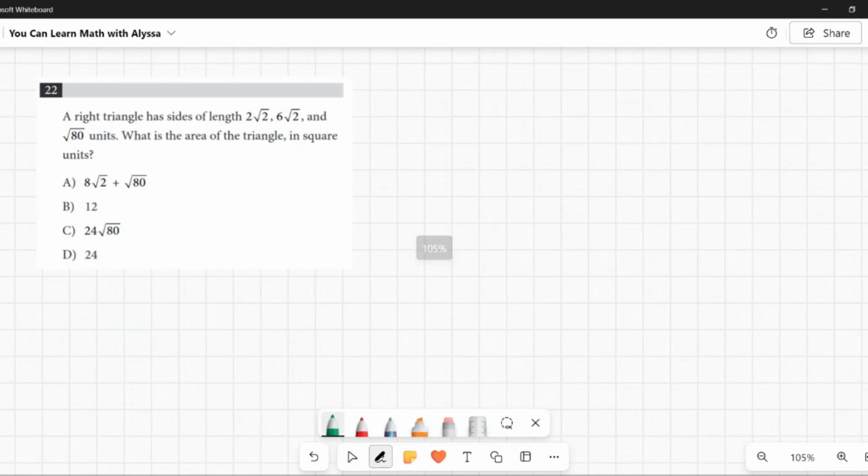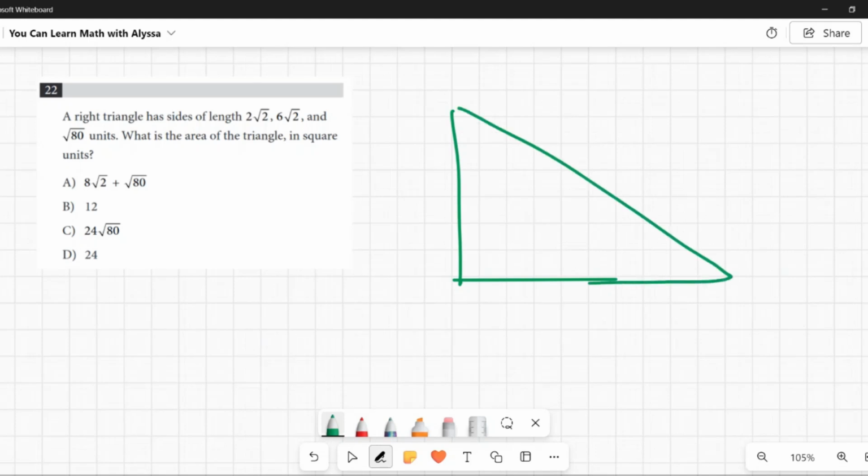Number 22. A right triangle has sides of length 2 square root of 2, 6 square root of 2, and square root of 80 units. Okay. I think the only sort of trip up that might be here is not being sure which leg of the triangle is which. That can happen. So if you're not sure which of these is the hypotenuse, plug them into your calculator and see which one is the longest. 2 square root of 2, 6 square root of 2, square root of 80.